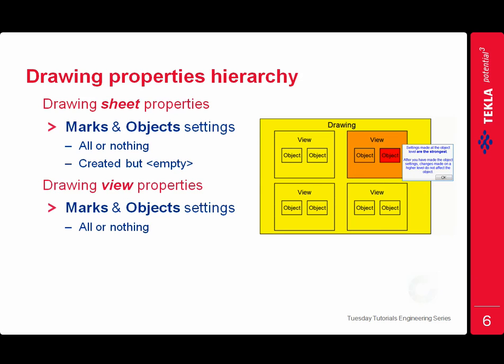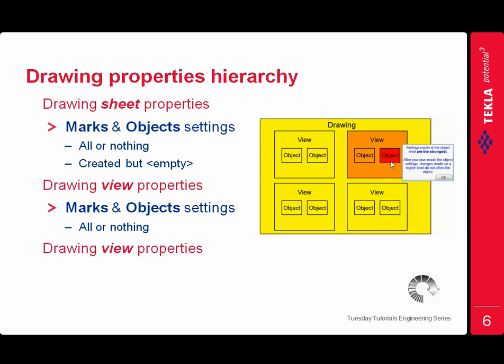At the view level properties, once again, it's all or nothing, but for each individual view. So if you're looking at the yellow, it represents the whole drawing, but you can have one view or two views slightly different than the others if you control these at the view level.